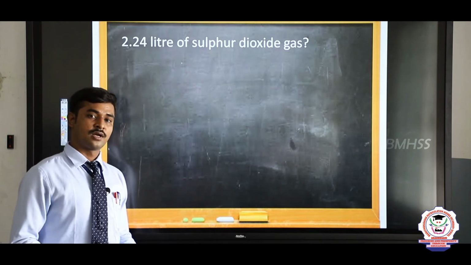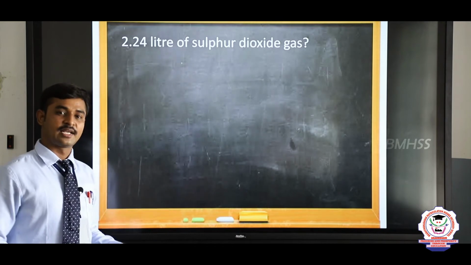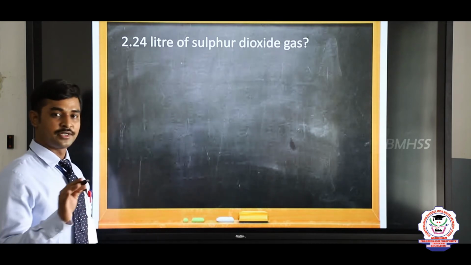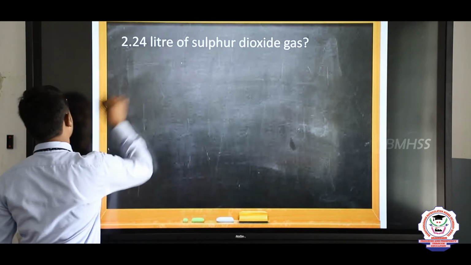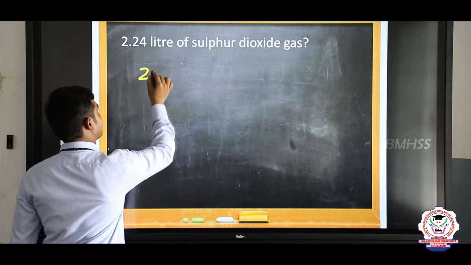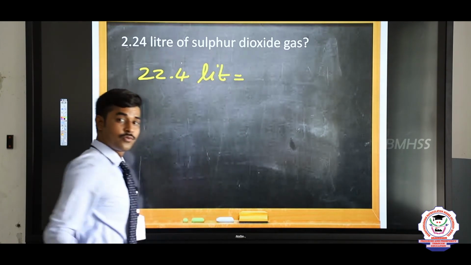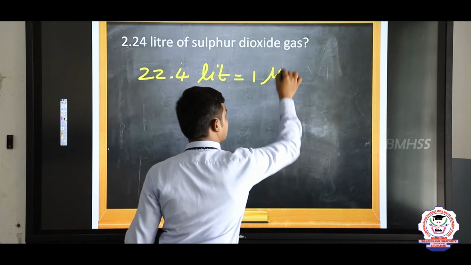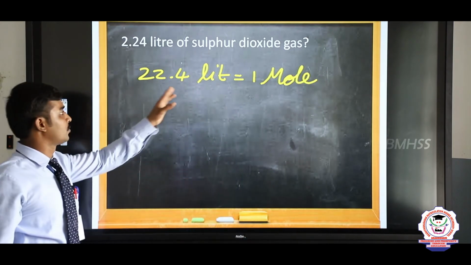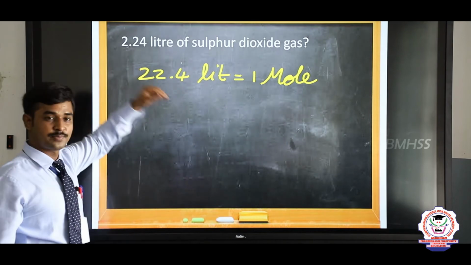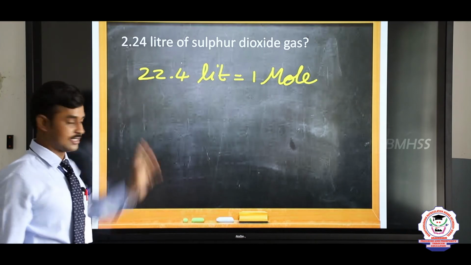From the volume, how can we calculate the mole? Now I say, every gas has a constant volume, 22.4 liter. Every gas has the constant volume, 22.4 liter for 1 mole of gas. So, 1 mole of any gas will be in 22.4 liter. So, how many moles of sulfur dioxide are present in this volume? The given volume is 2.24 liter.